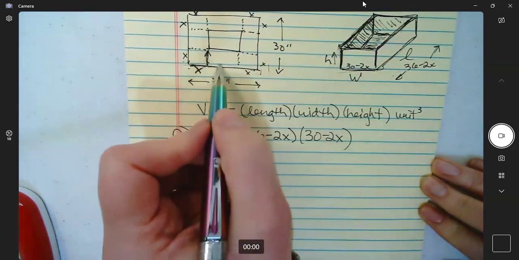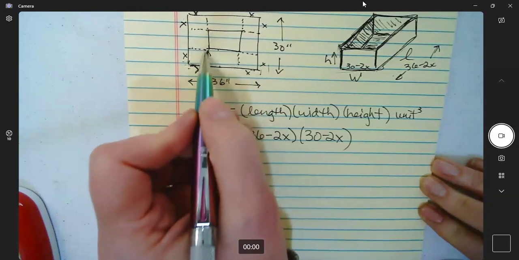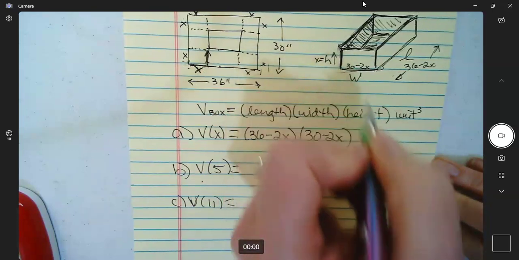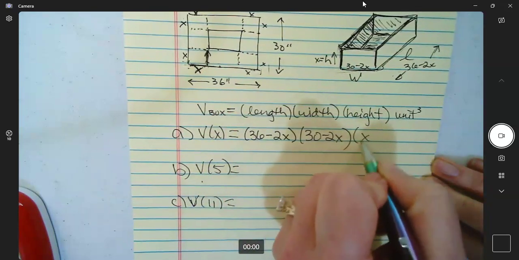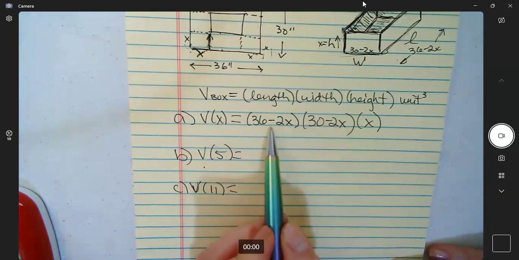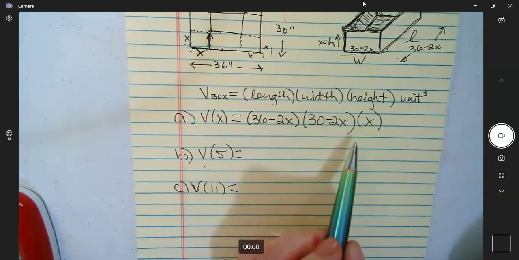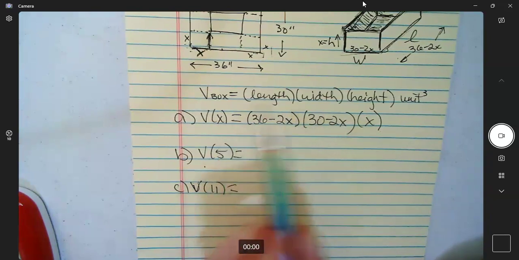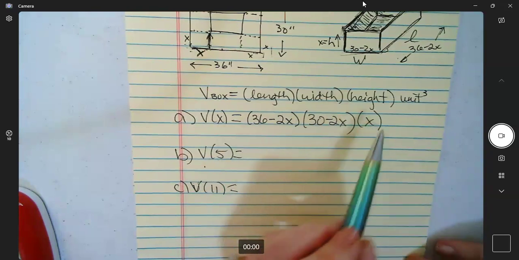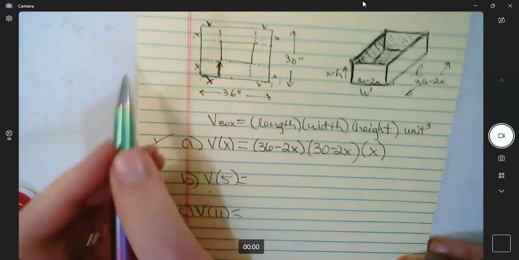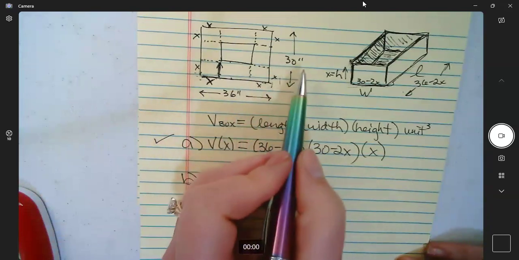So if I cut out a corner and then I fold this piece up, this little edge right here becomes this edge right here. So that's going to be just however big the cut is. So that would be x. Okay, so this would be the length times width times height, however we wish to write the order of those 3 factors. That will compute the volume of this box, depending on how deep we make that cut. So that's the answer to part A, given that the original piece was a 36 by 30.